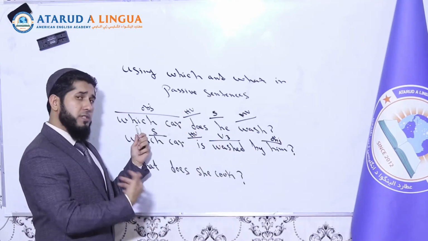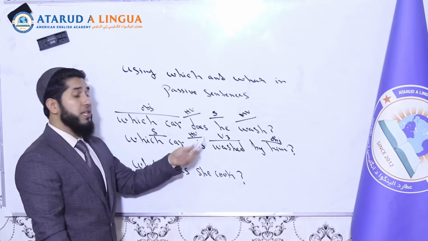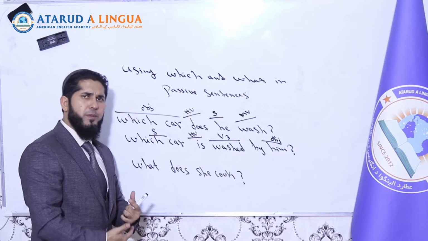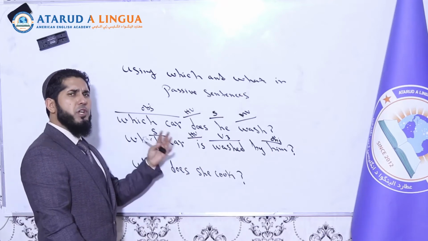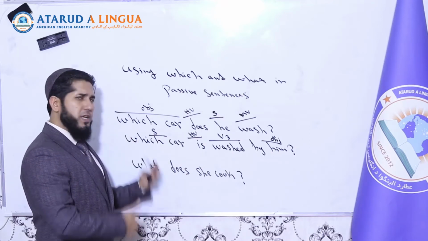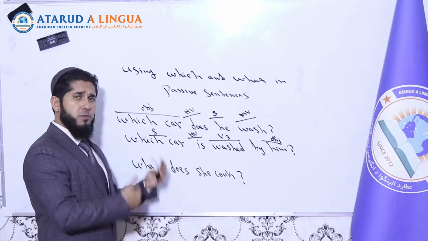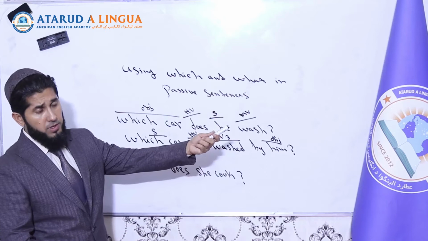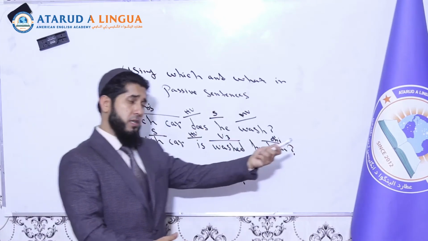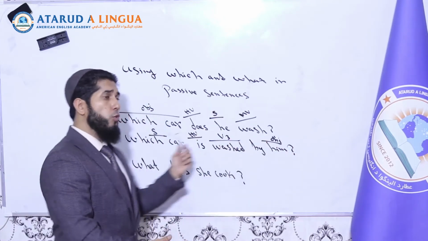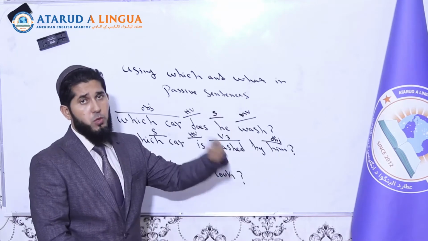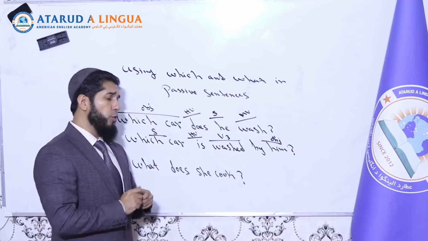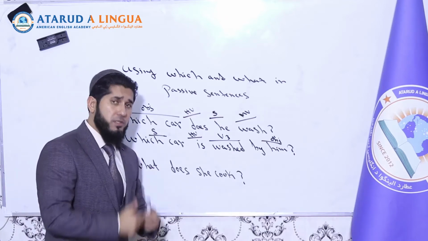In present continuous tense, it would be which car is he washing? In here, which car is being washed by him? Past continuous, which car was he washing? And passive form would be which car was being washed by him. Future continuous tense. Which car will he be washing? And passive form would be which car will be being washed by him.